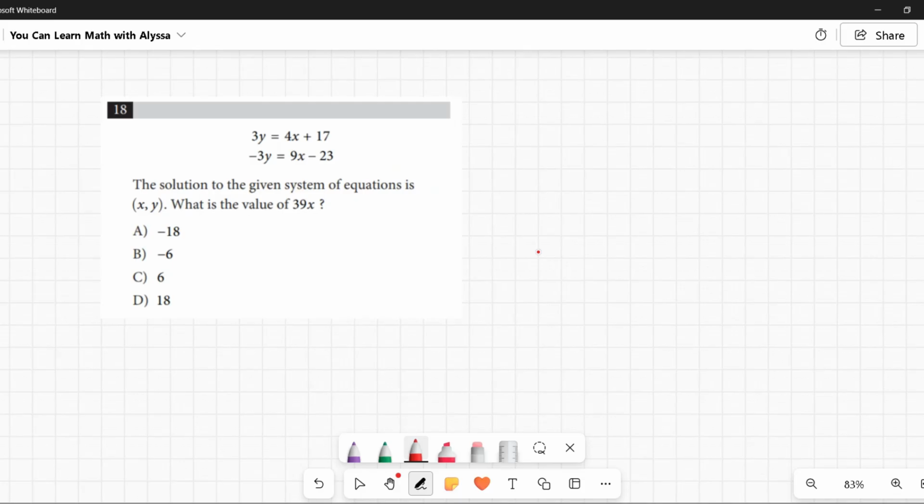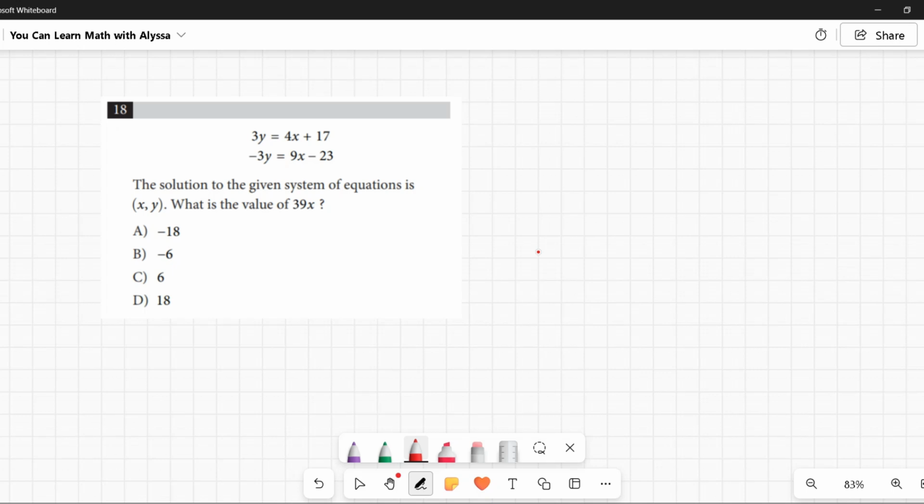Number 18, 3y equals 4x plus 17 and negative 3y equals 9x minus 23. The solution to the given system of equations is x and y. What is the value of 39x? Notice they are not asking you what y is. We don't need to know what y is.